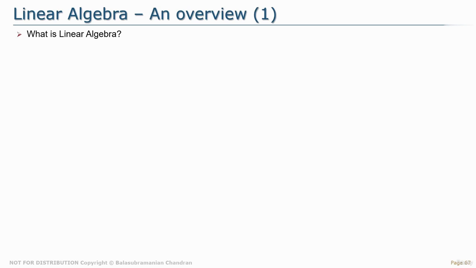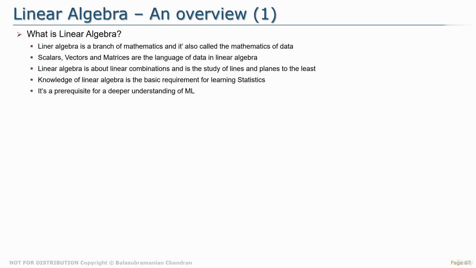First, let's see what linear algebra is. Linear algebra is a branch of mathematics, and it's also called the mathematics of data. Scalars, vectors, and matrices are the language of data in linear algebra. Linear algebra is about linear combinations and is the study of lines and planes, to say the least. Knowledge of linear algebra is the basic requirement for learning statistics. It's a prerequisite for a deeper understanding of machine learning.